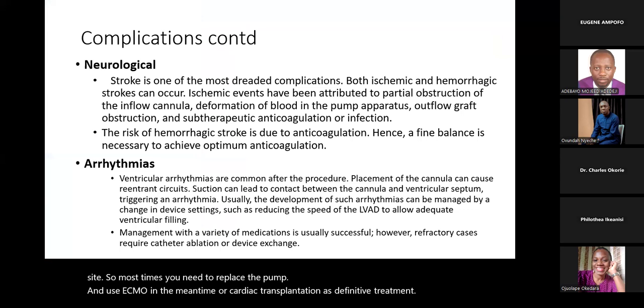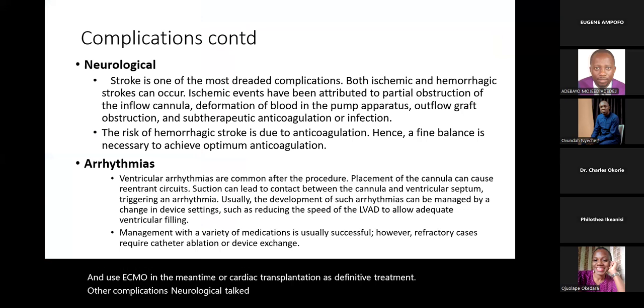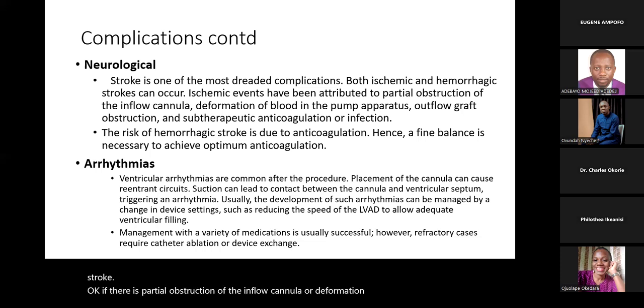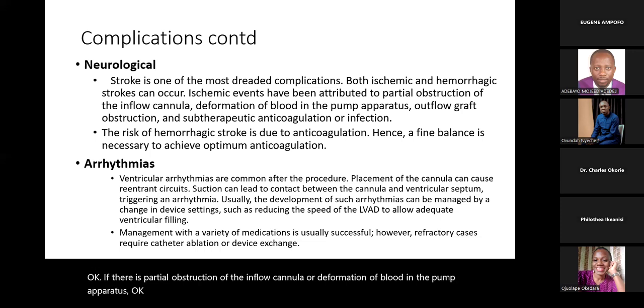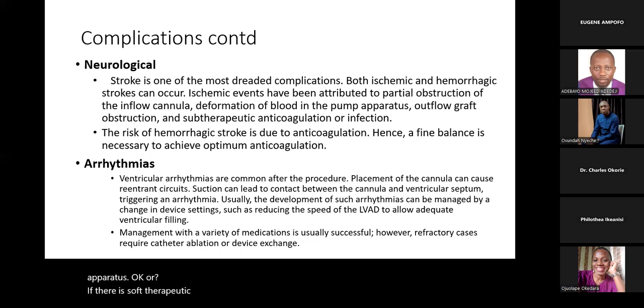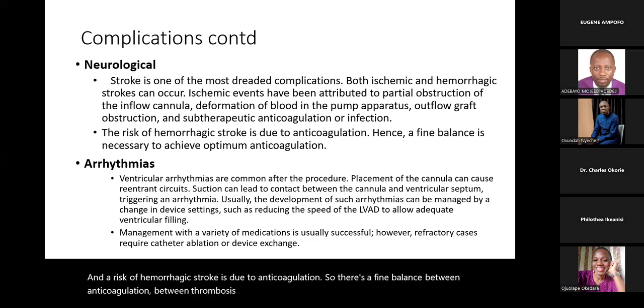Other complications, neurological: we talked about stroke, which can be ischemic or hemorrhagic. Ischemic stroke can occur if there's partial obstruction of the inflow cannula, or deformation of blood in the pump apparatus, or if there is subtherapeutic anticoagulation. The risk of hemorrhagic stroke is due to anticoagulation. So there's a fine balance between anticoagulation, between thrombosis and bleeding.